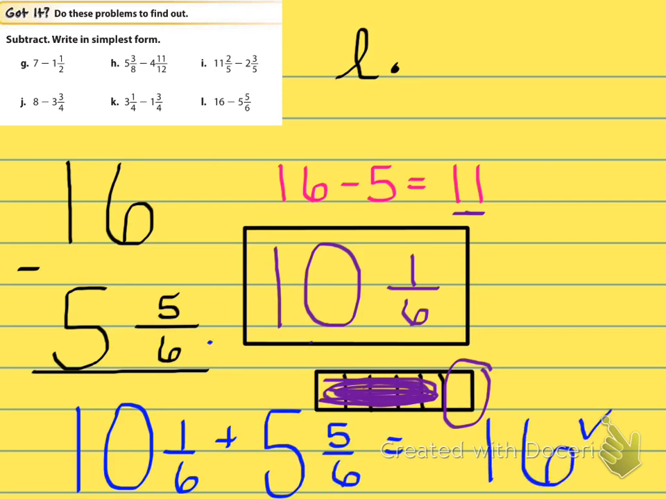And as you can see down at the bottom, and I do want you to show this, 10 and 1/6 plus 5 and 5/6 would give you 16. 10 plus 5 is 15. 1/6 plus 5/6 gives you 6/6, which is a whole. So that gives you your 16.